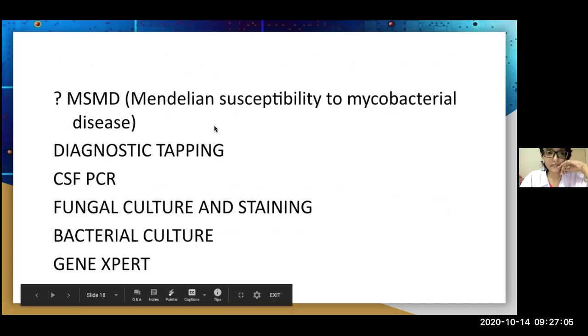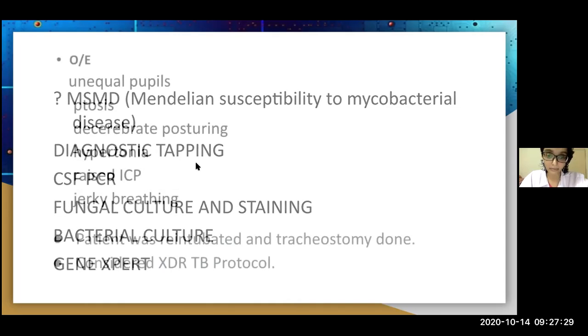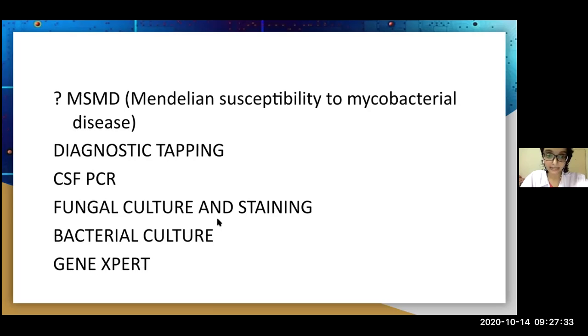At this time, we were suspecting Mendelian susceptibility to mycobacterial disease. This is one of the rarest syndromes, which is actually due to exposure to poorly virulent mycobacteria, or it could also be a result of BCG vaccines, which is one of the rarest causes. So since we were suspecting this, we went ahead with diagnostic tapping, CSF PCR, fungal culture and staining were ordered, bacterial culture were ordered again, and then we also referred for GeneXpert.